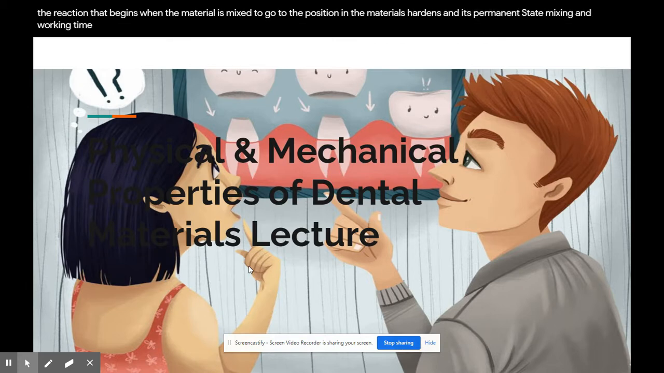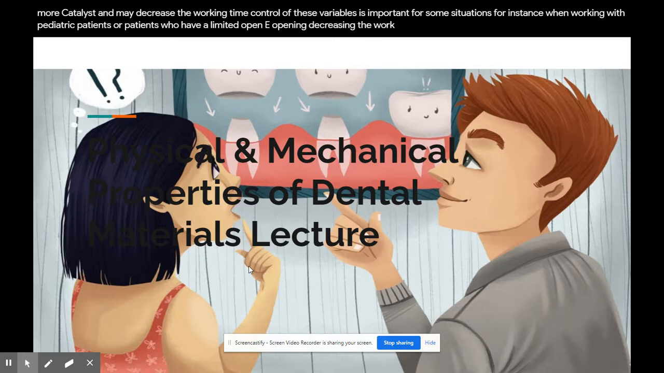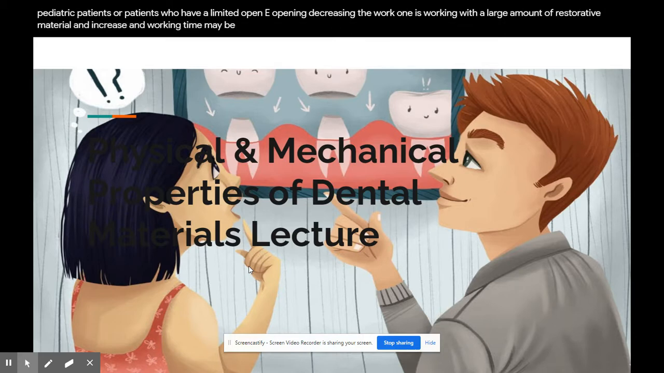Mixing and working times often offer some control variables. Mixing slowly and cooling the components can increase the working time. The addition of more catalyst may decrease the working time. Control of these variables is important for some situations. For instance, when working with pediatric patients or patients who have a limited opening, decreasing the working time may be desirable. When one is working with a large amount of restorative material, an increase in working time may be required so that the material can be manipulated for a longer time.